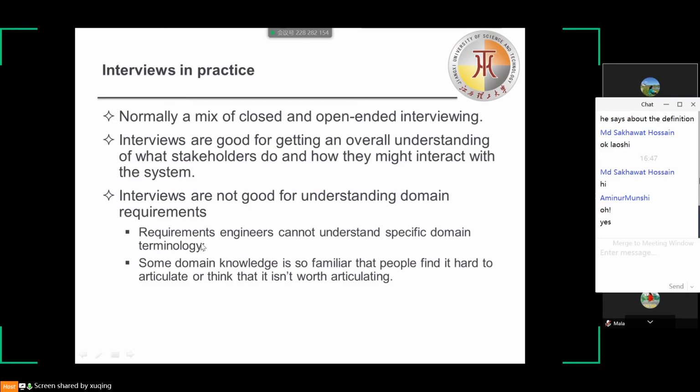And the second reason is that some domain knowledge is so familiar that people find it hard to articulate, or think that it isn't worth articulating.